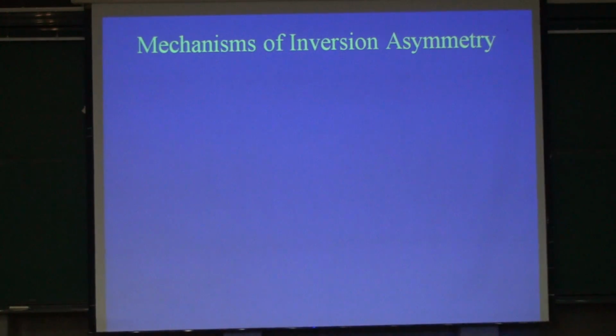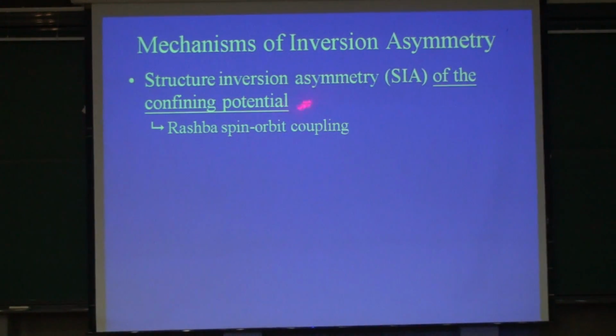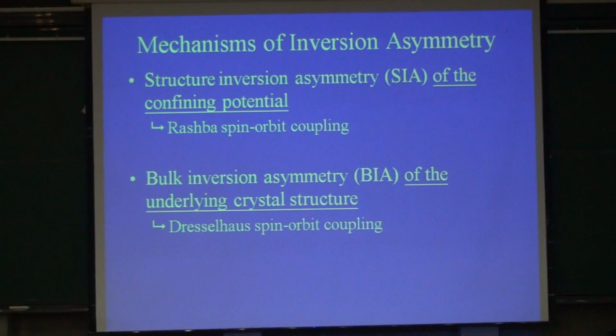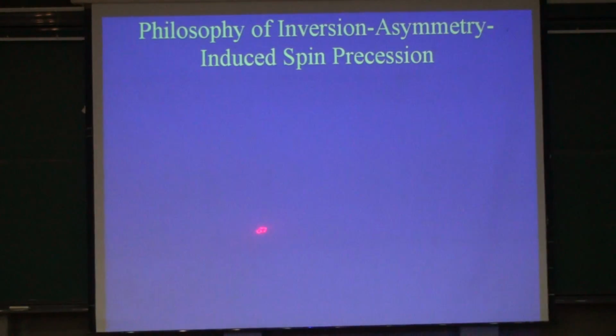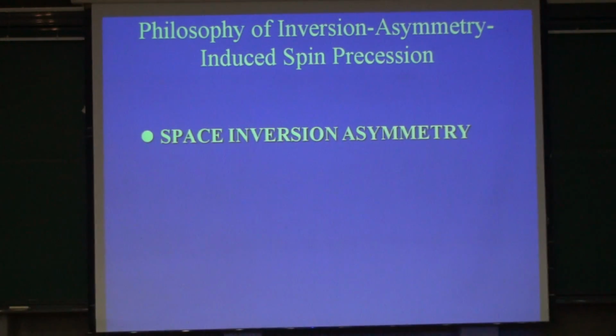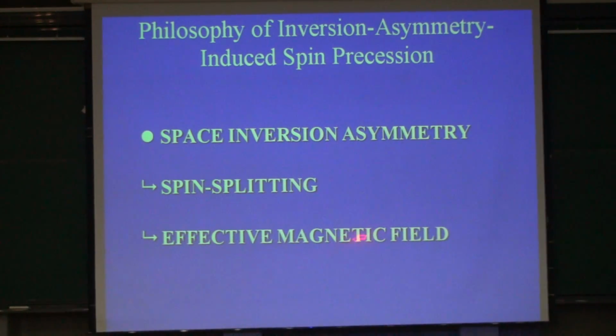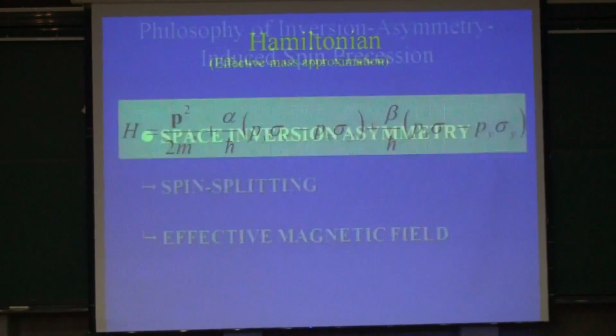This is from Kittel. Usually we have two kinds of inversion asymmetry. One is structural inversion asymmetry, where the confining potential gives you the Rashba spin orbital effect. The bulk inversion asymmetry of the underlying crystal structure gives you the Dresselhaus spin orbital coupling. Anyway, the philosophy is that breaking space inversion symmetry will give you spin splitting, an effective magnetic field, and then spin precession.